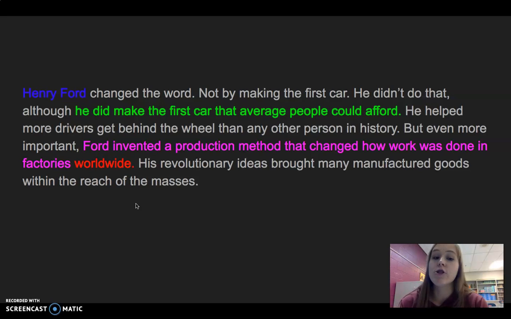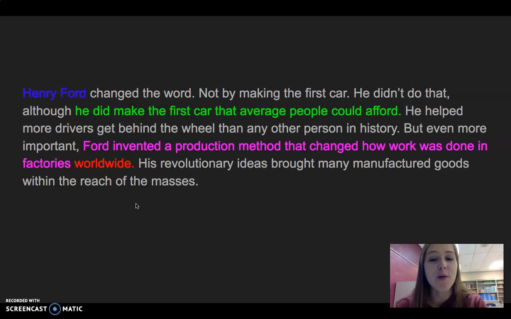Not by making the first car, he didn't do that. Although he did make the first car that average people could afford. You're going to notice that part of that sentence is written in green. And that part represents why. It answers the question why. Whenever I'm trying to figure out the why of a passage, I ask myself, why does it matter? Why did somebody take the time to write about this topic? And it tells us there that he made the first car that average people could afford.